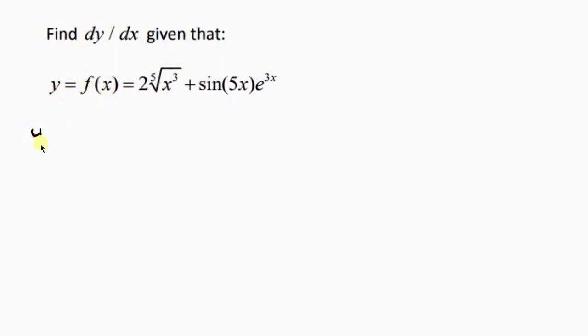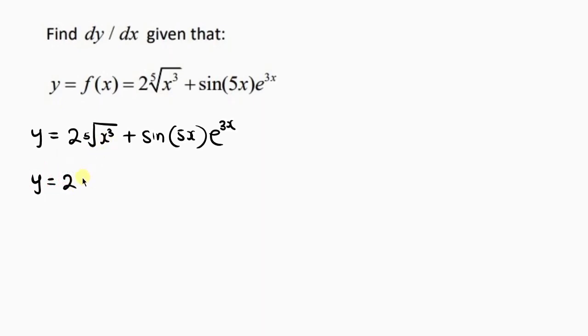So let me write y equal to 2 times the fifth root of x to the power 3 plus sine 5x times exponential 3x. Now, we have to make this simple. You know, a root is also identified as a fractional power. That means I can write it like this. This is 2 times x.